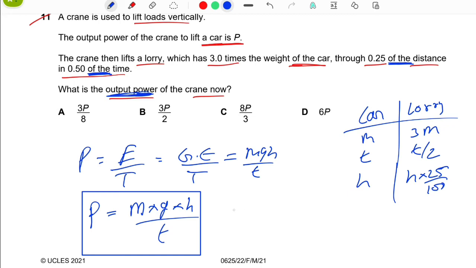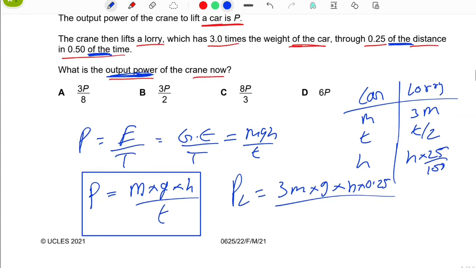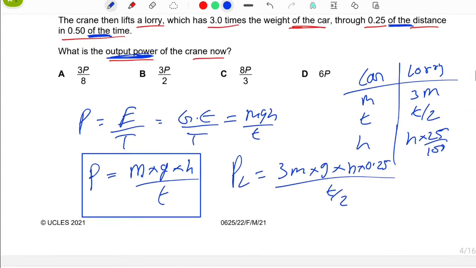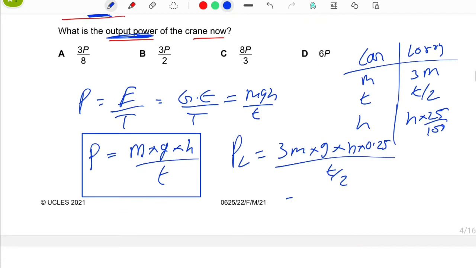Now we have to find power for the lorry. So for this we will take PL for power for the lorry, and we will multiply by 3m, because the mass of the lorry is thrice the mass of the car, into g, which is constant. H is not constant, which is h into 0.25, and divided by time, which is t by 2. So now we have to simplify it. So now let us simplify.